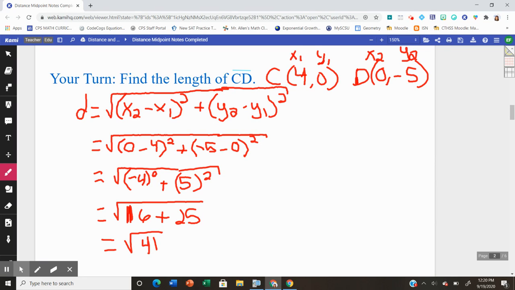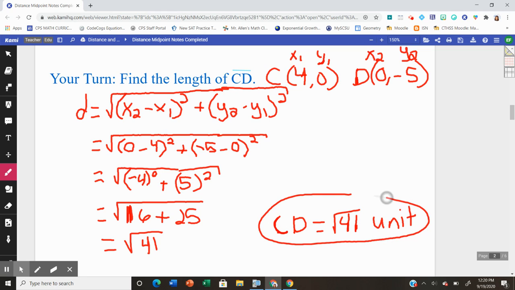All right, so a couple different things that we can do from here. A, I am totally okay with you just telling me that CD has a length of the square root of 41 units, because that is the most precise answer possible. If you plug that into a calculator, you get a decimal approximate. It's not going to be a precise answer. So the most precise answer possible that you can give me is just the square root of 41. Okay? If you choose to plug it into the calculator, you get 6 point something.